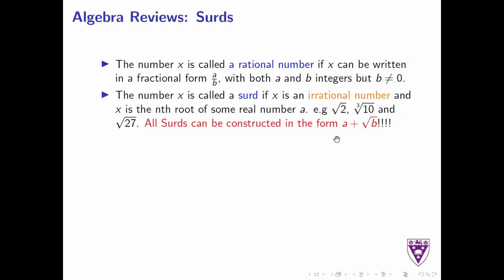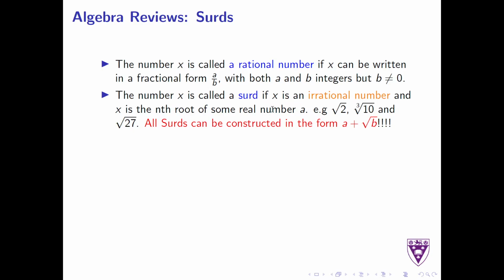Now, these are some of the examples of SADs. Square root of 2, cube root of 10, and square root of 27. Square root of 27, you cannot convert this to a whole number, and square root of 2, you cannot convert to a whole number, and this cannot be rewritten as a whole number. So that's why it is a SAD.